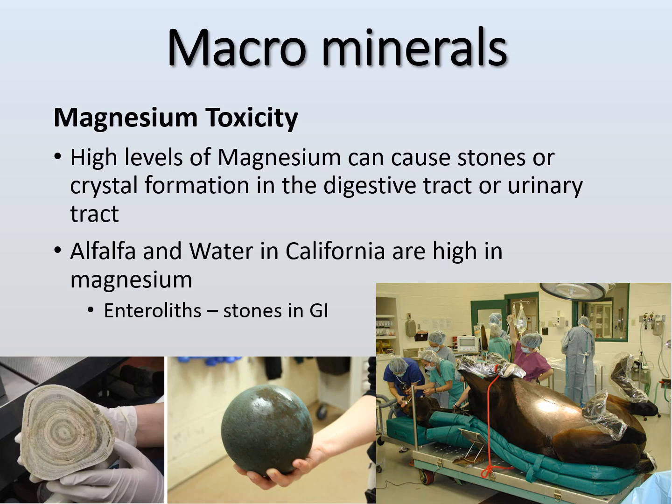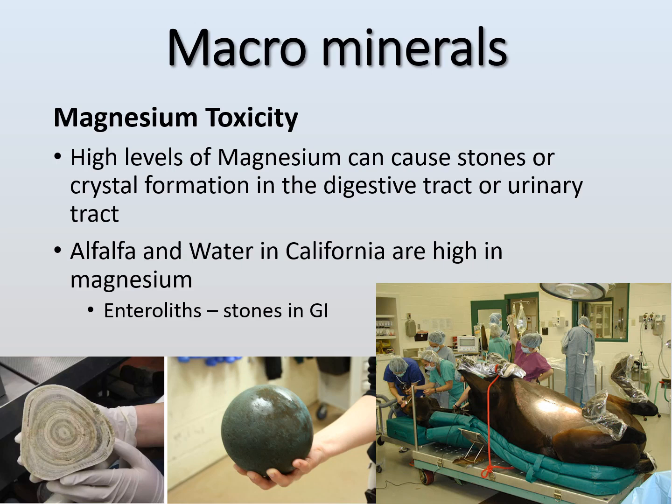So we see these high levels of magnesium in our alfalfa and in the water. The combination of the two causes this kind of magnesium toxicity idea. What happens is they form these stones called enteroliths inside the GI tract. We see this in horses living in California that are specifically fed alfalfa. Very, very common, unfortunately. The only way to get those stones out is through surgery.